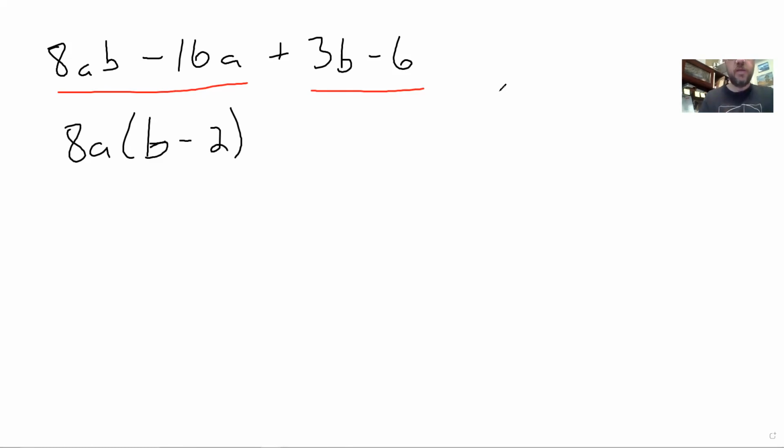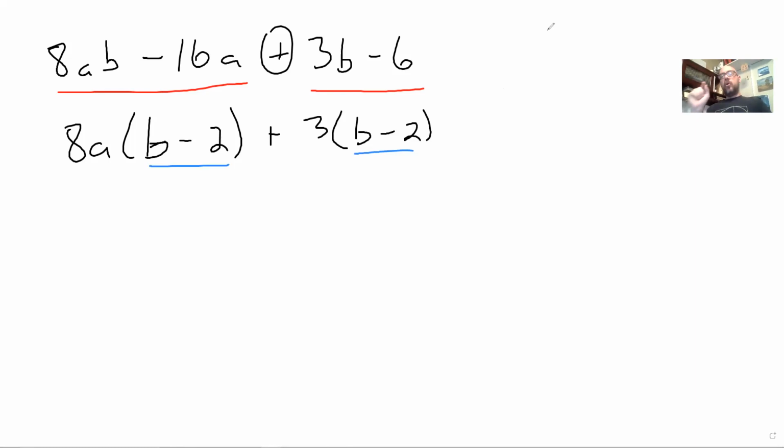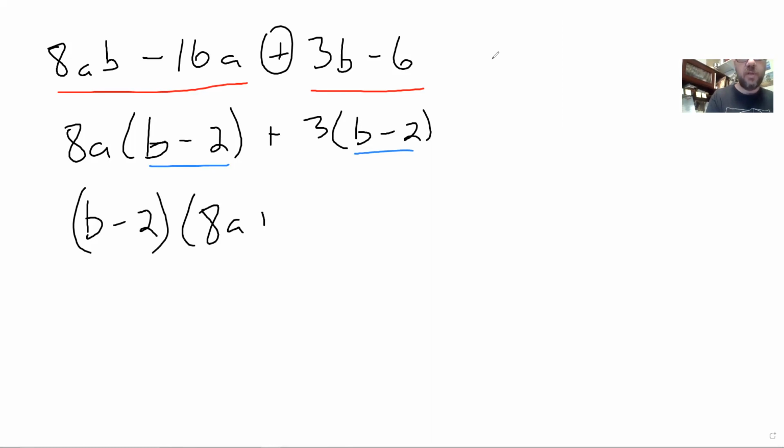And then I can take a 3 out of 3b plus 6. So be careful when you're doing this. I'm going to have the sign here, plus, and then I'm going to pull out a 3 from each of those. So it'll be 3 times b minus 2. And lo and behold, these 2 terms are the same. When this happens, you can then factor them out, just like we did in the factoring GCF. So I'm going to pull out my b minus 2s and be left with b minus 2 times 8a plus 3.